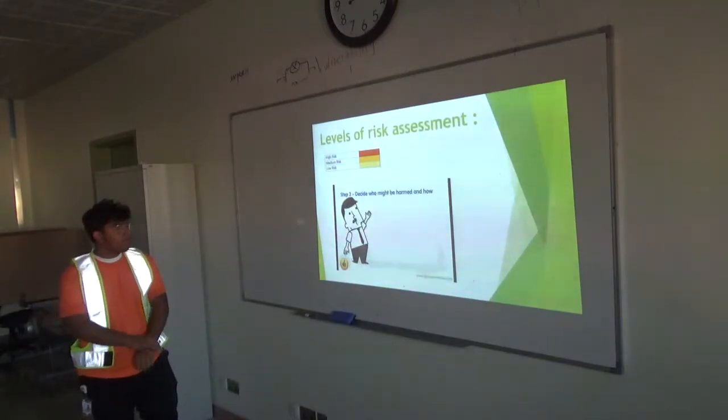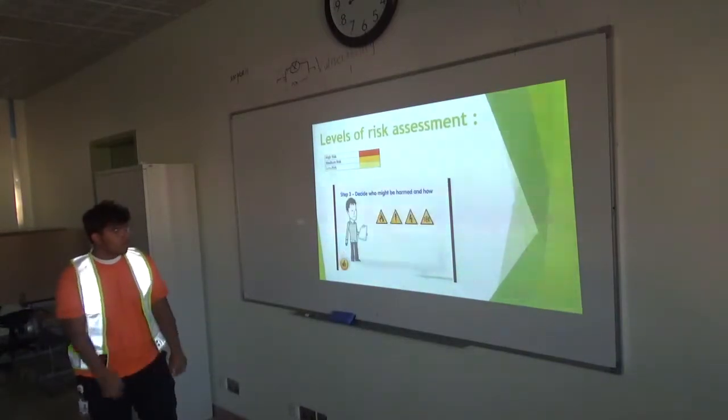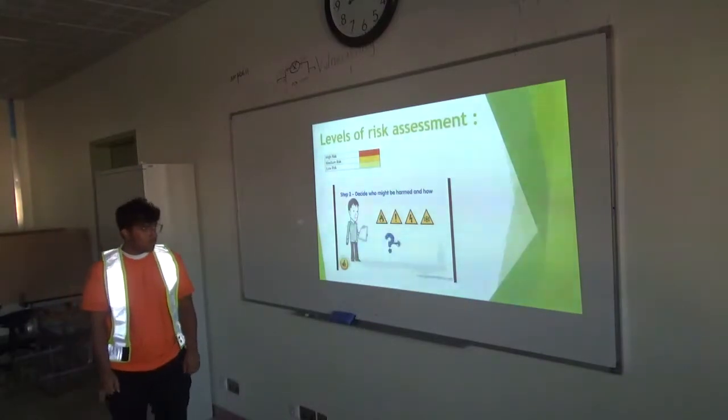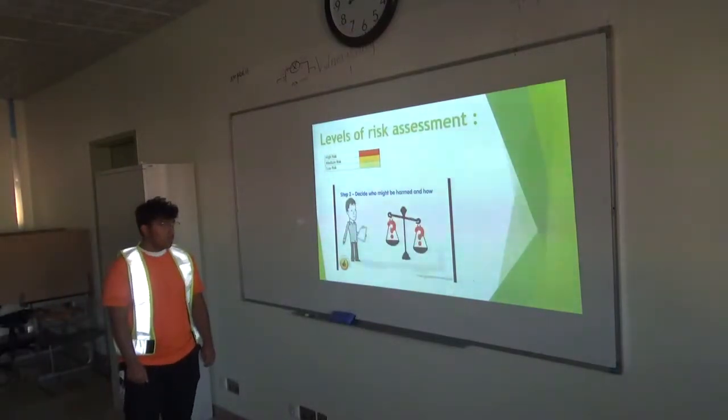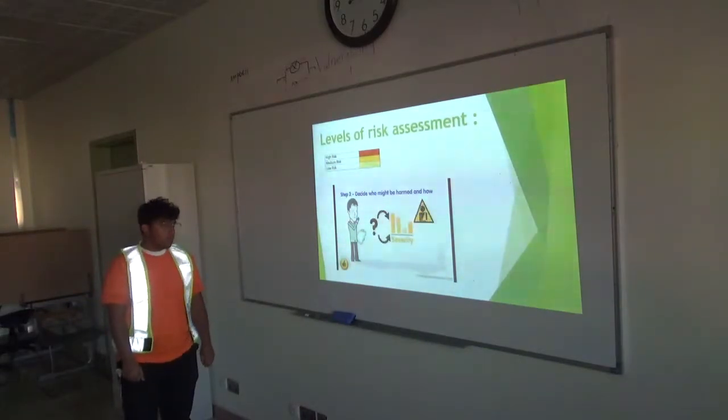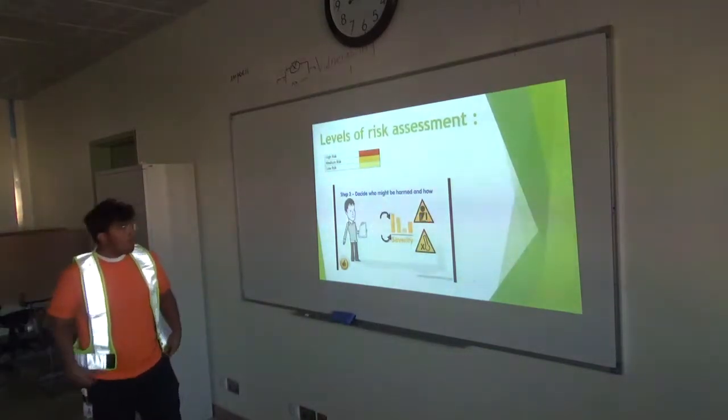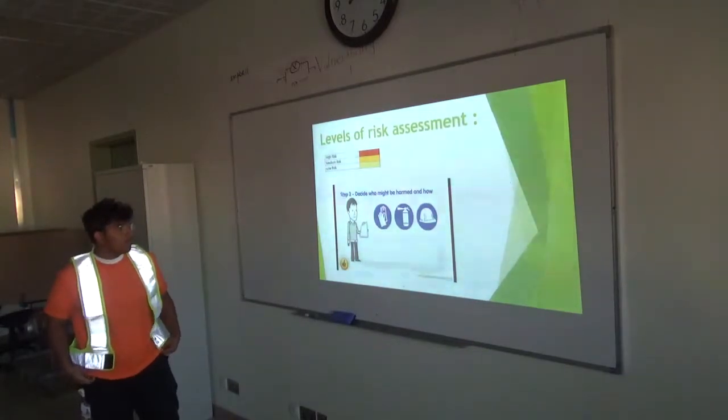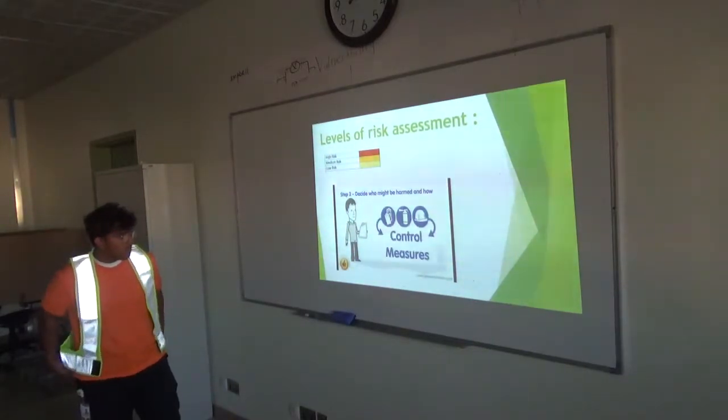Step 2. Decide who might be harmed and how. For each hazard, ask yourself, how could somebody be harmed and how likely is it to happen? Then ask, what would the severity of the injury or ill health be? Now look at the precautions that you already have in place. These are your control measures.